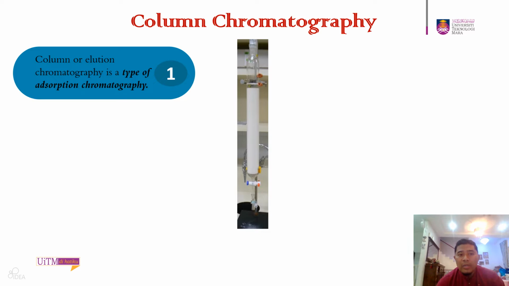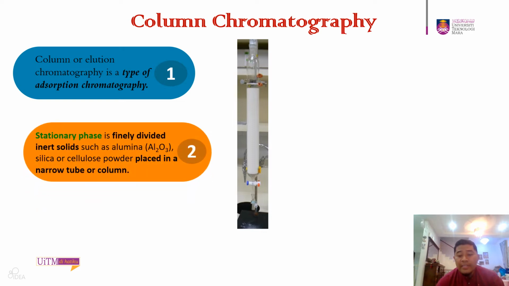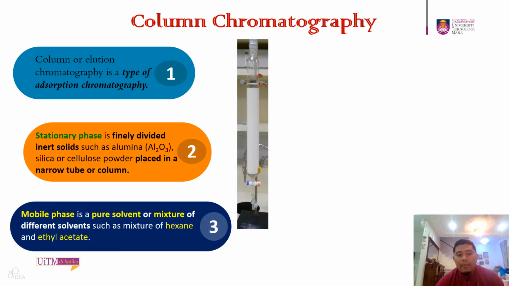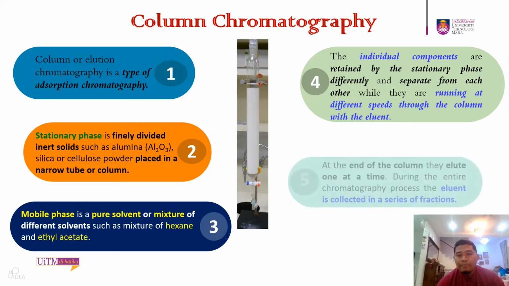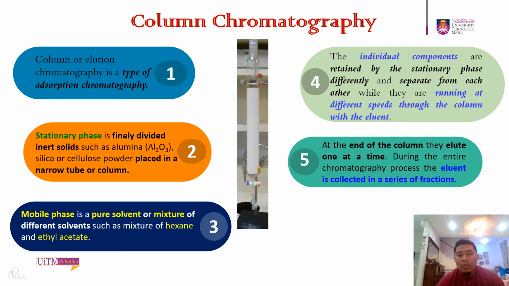So column or elution chromatography is a type of adsorption chromatography. The stationary phase is a finely divided solid such as alumina, silica or cellulose powder, placed in a narrow tube or column. The mobile phase is a pure solvent or a mixture of different solvents, such as a mixture of hexane and ethyl acetate. The individual components are retained by the stationary phase differently and separate from each other while running at different speeds through the column with the eluent. So the elution process will happen there. At the end of the column, they elute one at a time.